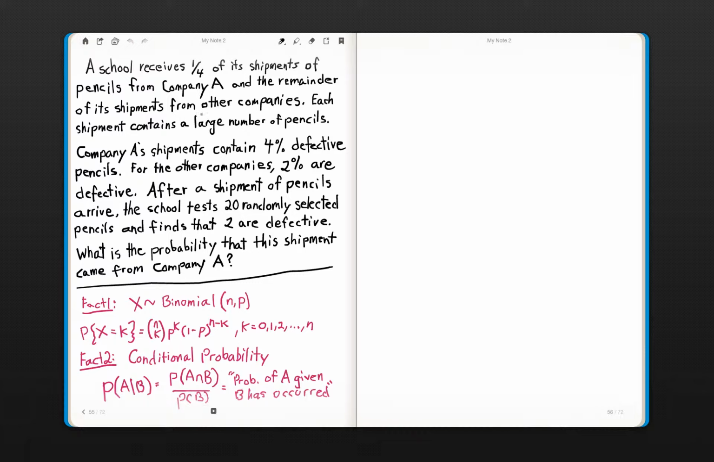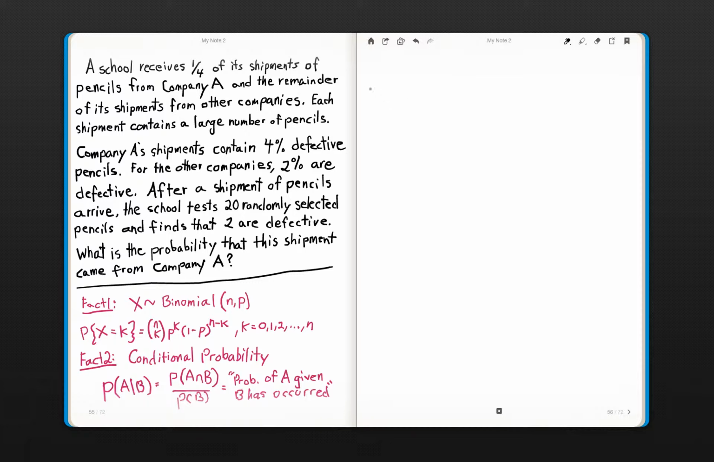But let's just make sure we understand the actual problem. So a school receives shipments, and these shipments are at least of size 20. Let's just go ahead and assume that. And typically 4% of the pencils are defective from Company A, and 2% are defective from all the other companies. So after they receive a shipment, they test 20 randomly selected pencils and find that 2 are defective, and we'd like to know what's the probability that the shipment came from A.